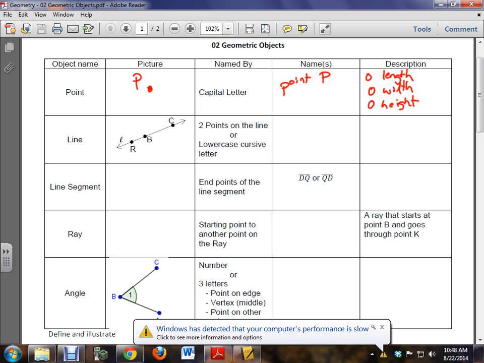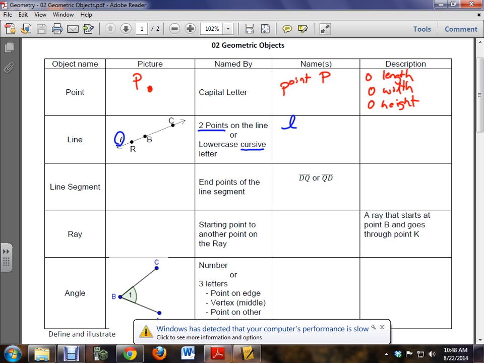Now, a very common geometric shape that we talk about is a line, and there's lots of ways to name a line. We have a picture of this line right here with several points on it. The most common ways to name a line are either 2 points that are on the line or a lowercase cursive letter. So this line has a lowercase cursive letter next to it, and that is line L. We can call this just L if we wanted to. You can write the word line in front of it, but you don't have to.